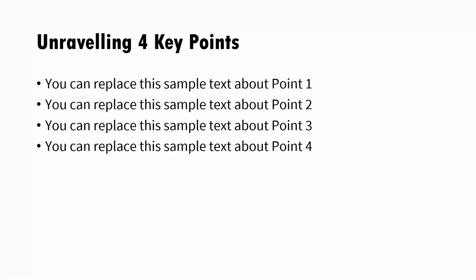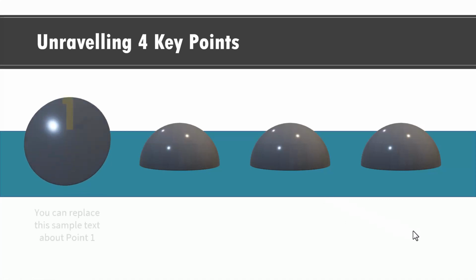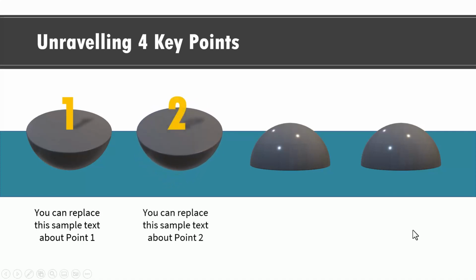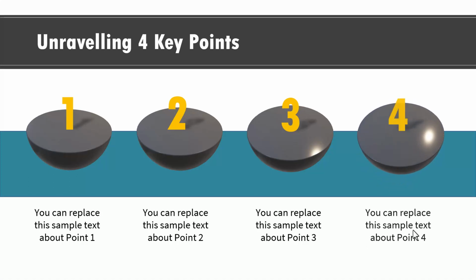Normally, a slide with bulleted list looks like this. What if we can make the same slide look like this? On a click, we reveal the first point like this, then the second point like this, the third one like this, and the fourth one like this.